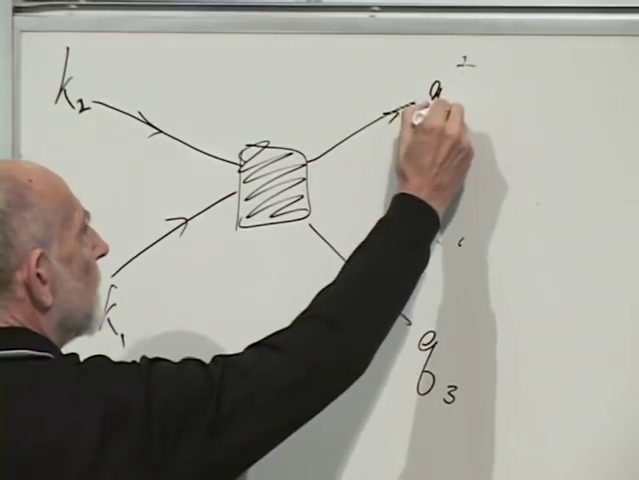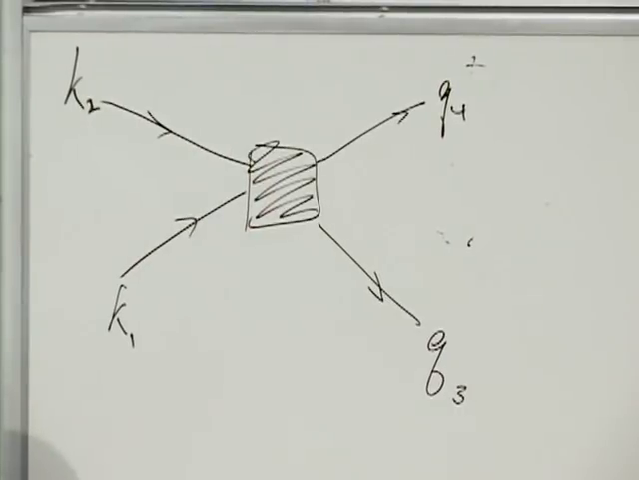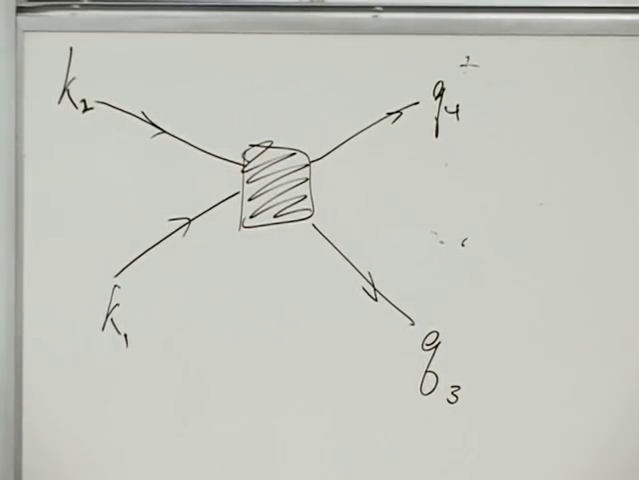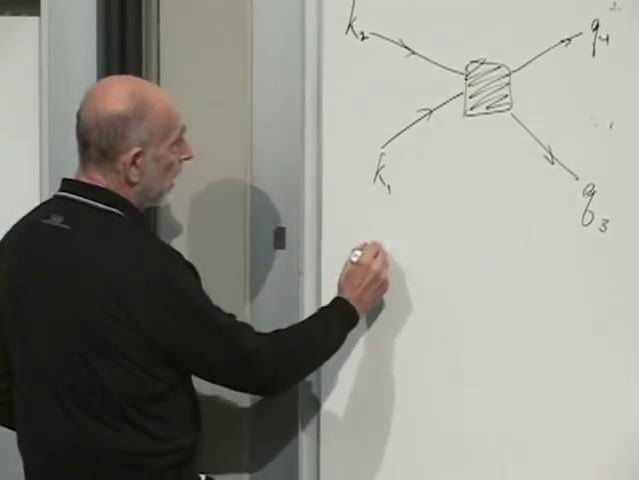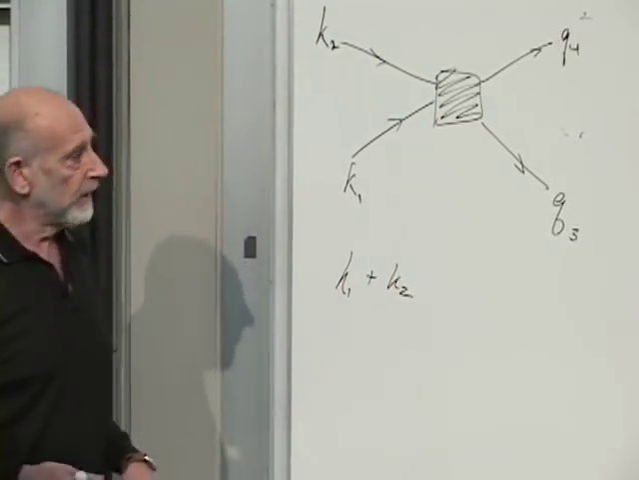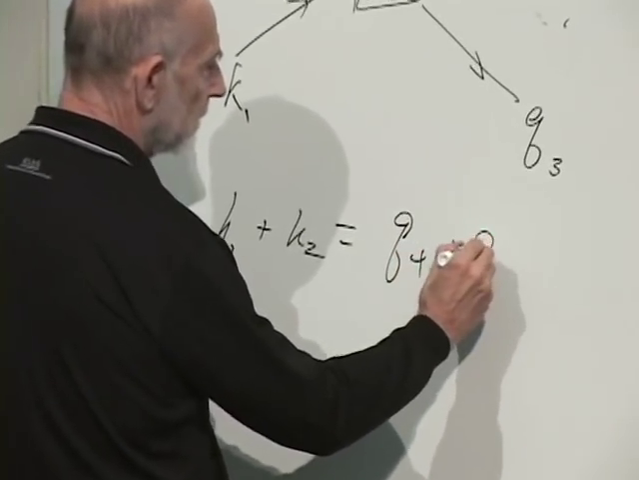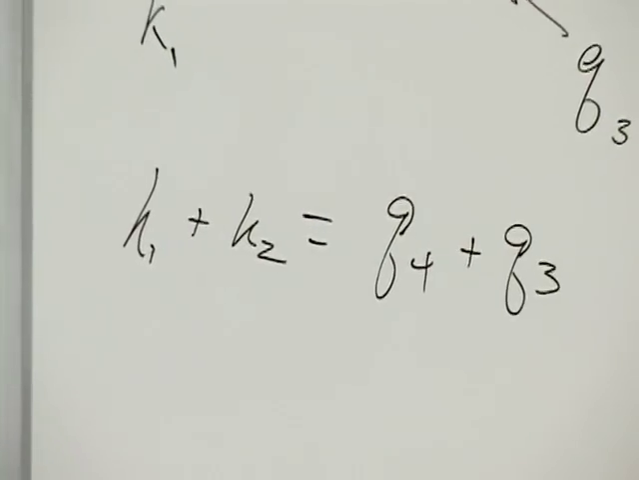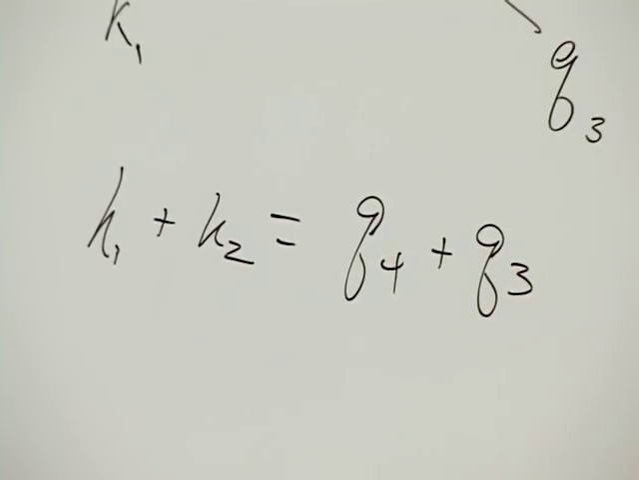These particles come in, those particles go out. How do you represent momentum and energy conservation? Momentum and energy conservation are simply that K1 plus K2, thought of as four vectors, is equal to Q3 plus Q4. All components: the space components define momentum conservation, and the time components define energy conservation.